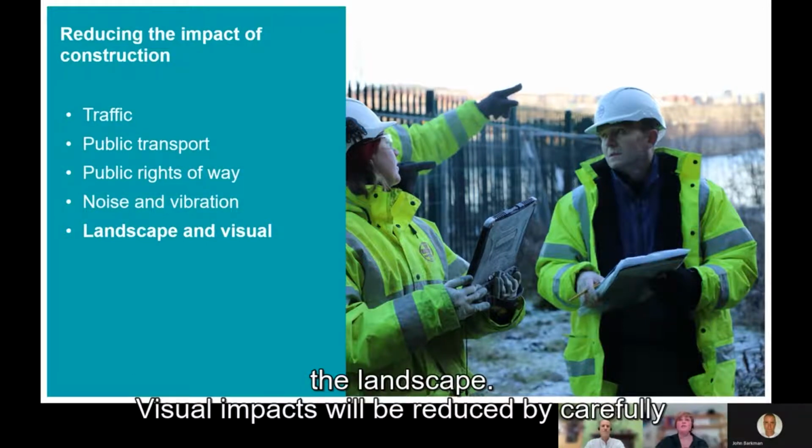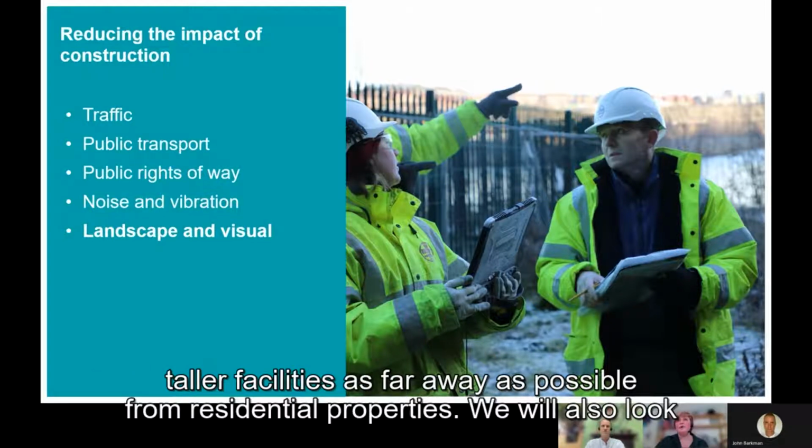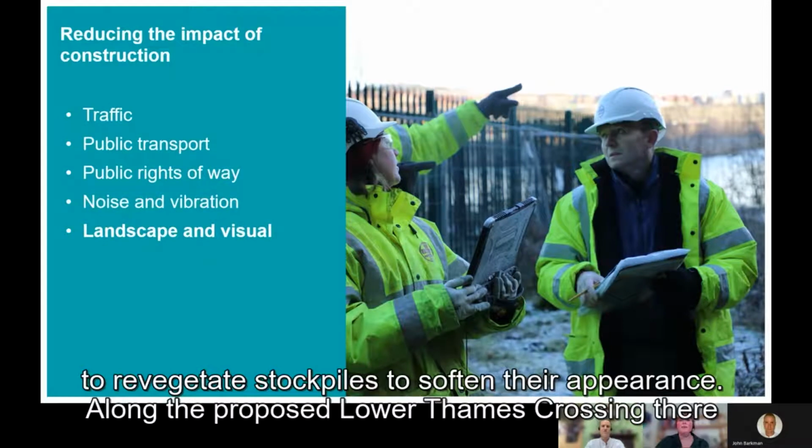We are also introducing a number of ways to reduce the visual impact of the project on the landscape. Visual impacts will be reduced by carefully considering the location and layout of the compounds, using screens and temporary fencing, and positioning taller facilities as far away as possible from residential properties. We will also look to revegetate stockpiles to soften their appearance.